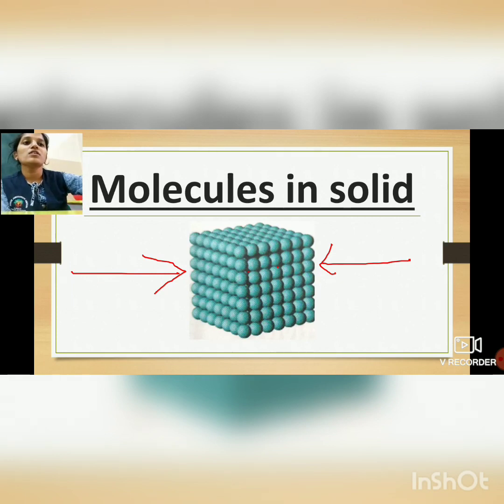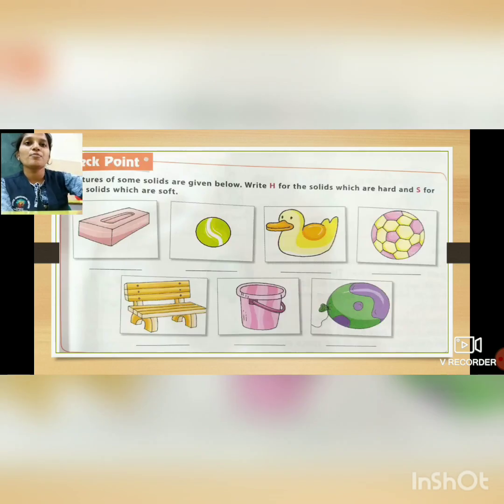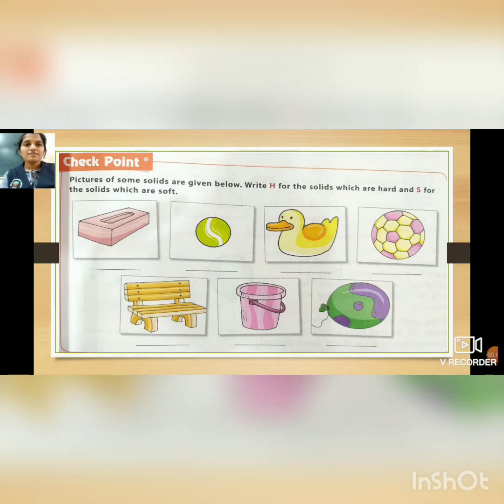So students, now we are going to solve checkpoint. Okay, so you have to open page number 47. So students, on page number 47 we can see the checkpoint, that is pictures of some solids are given below, and we have to write H for the solids which are hard and S for the solids which are soft. So students, here we can see that there are 7 solids, and we have to write the H for hard solid while S for soft solid.